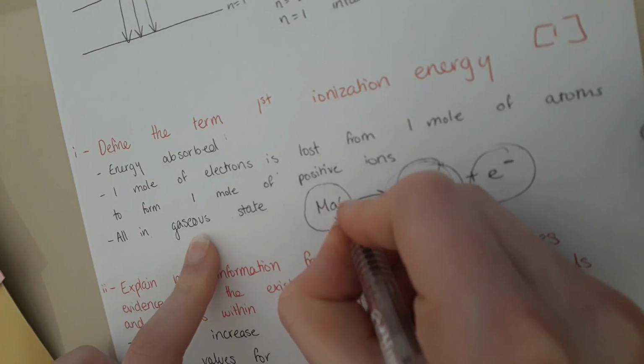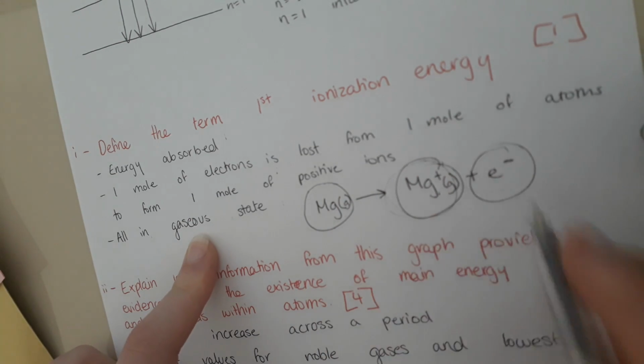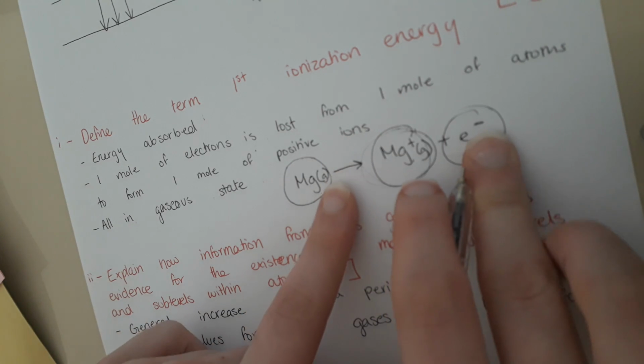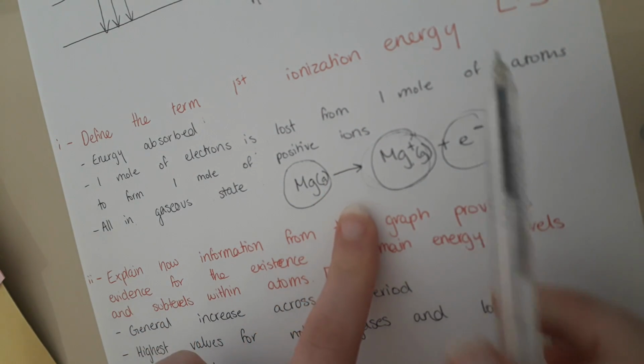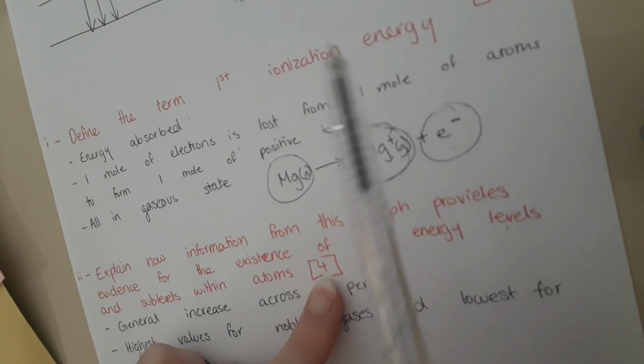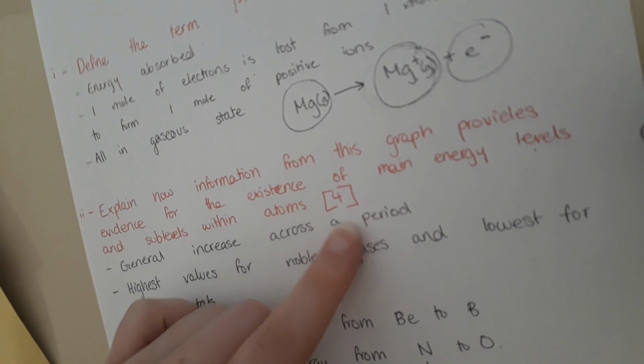So for all of them, there would be a little g, and obviously an electron is a gas anyway, so you don't necessarily have to write gas for that. But that is what you would need for the 1 mark. You need all those 3 things to make sure you get the mark.